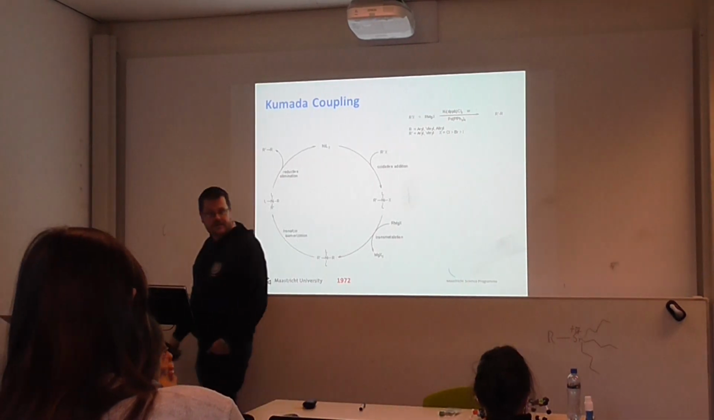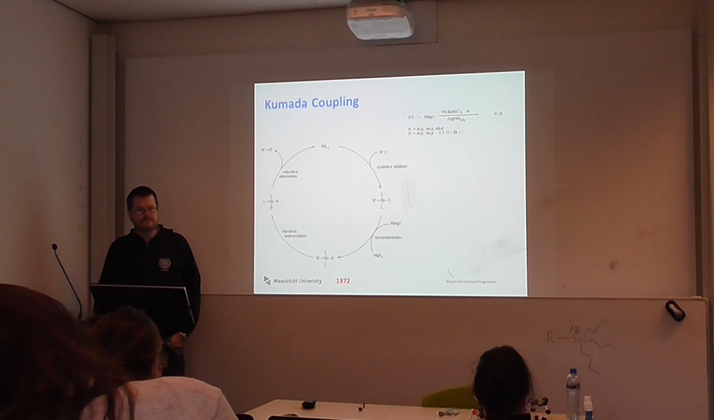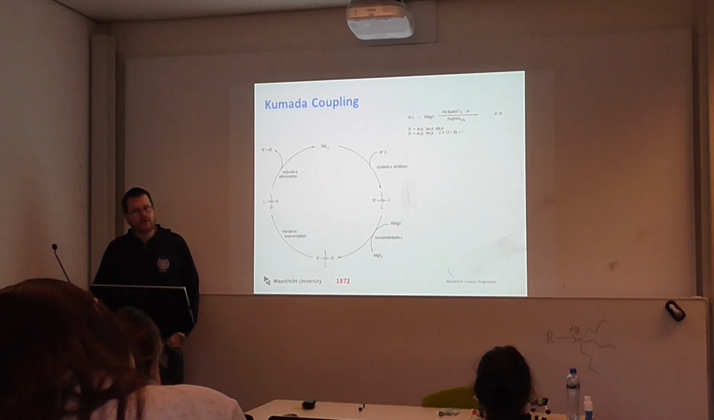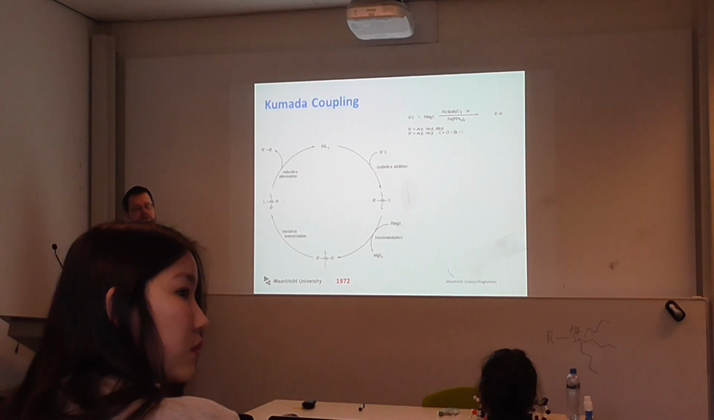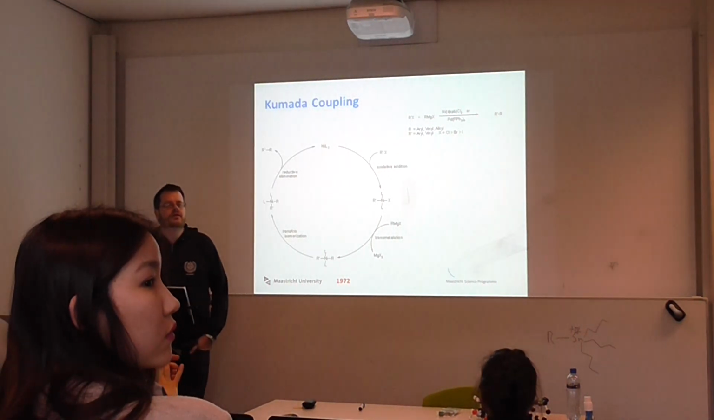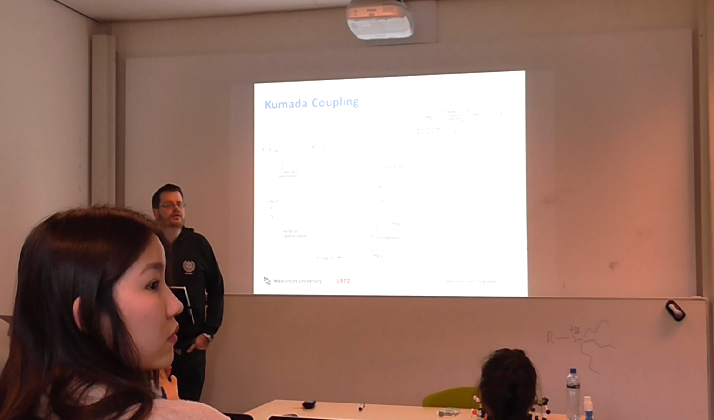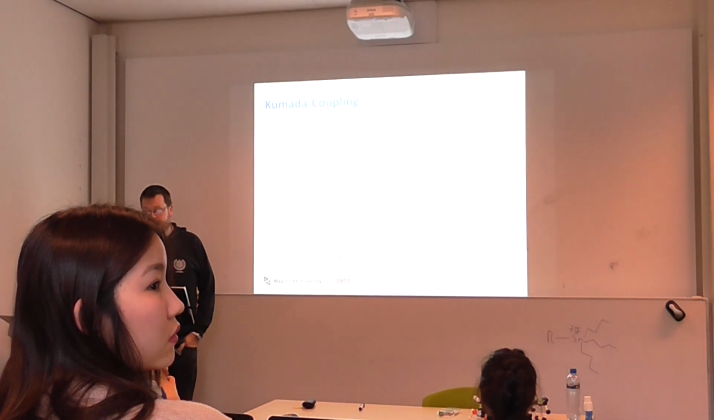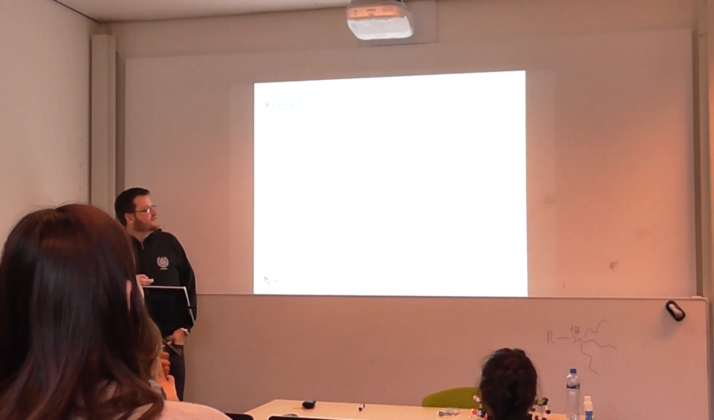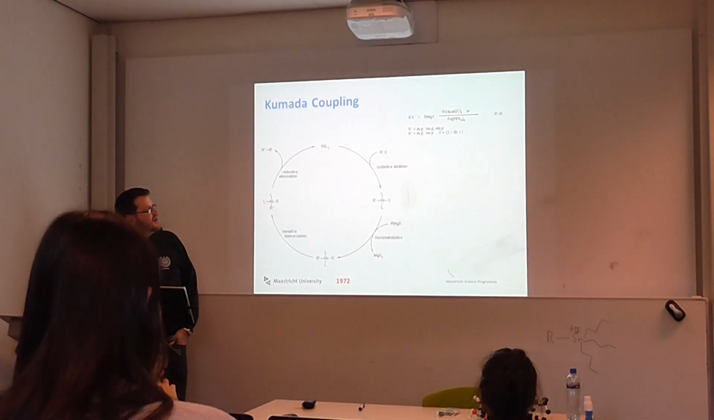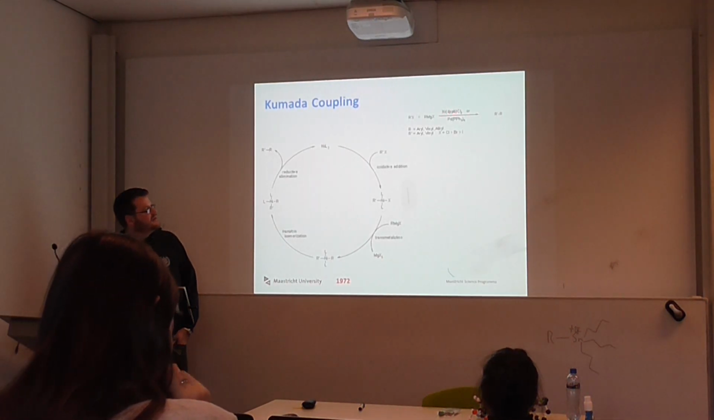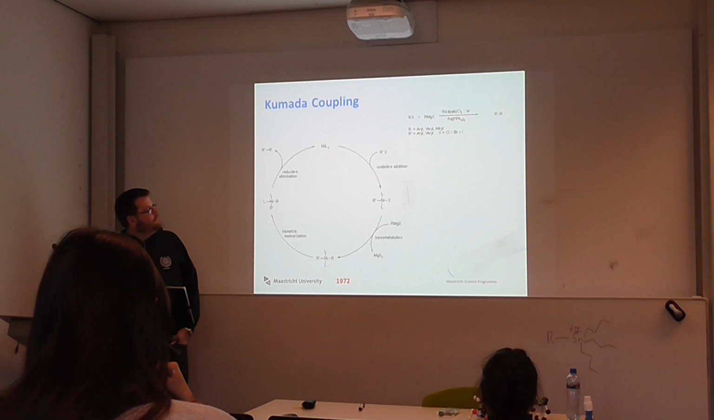Any questions? Lots of coupling reactions. But in this case also the catalyst changes, or can we use it also with palladium? You can use it with palladium as well. This is just an alternative that also works. This is a nickel bearing a chelating phosphine, or you can start with palladium 0.